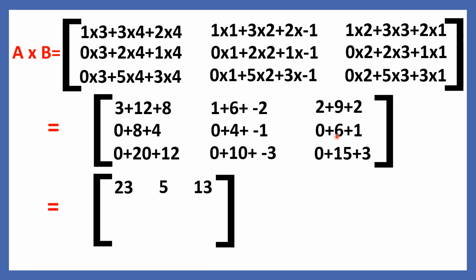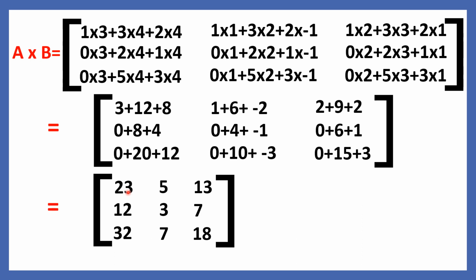Now coming to the second row, 0 plus 8 plus 4 is 12. 0 plus 4 plus minus 1 is 3. 0 plus 6 plus 1 is 7. And here 0 plus 20 plus 12 is 32. 0 plus 10 plus minus 3, that is 7. 0 plus 15 plus 3, that is 18. So this is our A into B matrix, or the resultant matrix after multiplication of A with B.